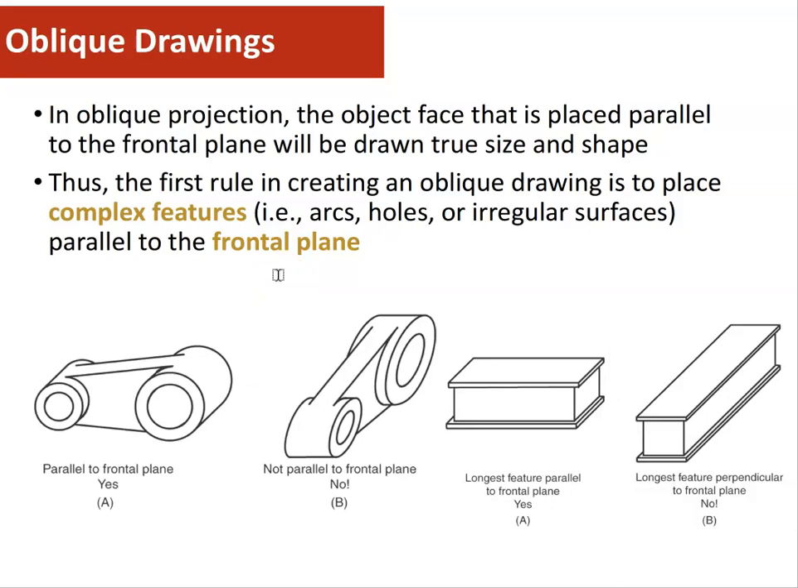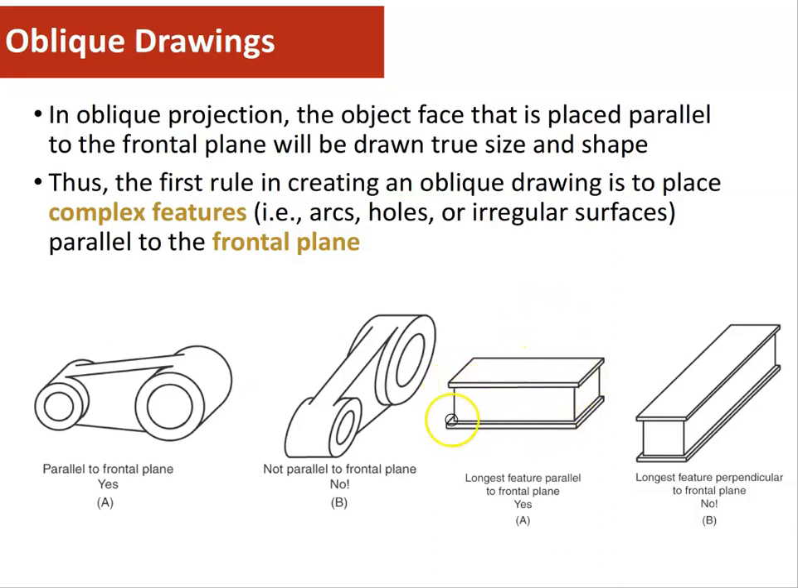But for oblique drawing, we care about which goes to the front side because we are trying to portray it at an angle. So for this drawing versus this drawing, we would say this is the most appropriate one to choose as the frontal plane. And comparing these two drawings, we would say that this one is the most appropriate one as the frontal plane because we have more features over here.